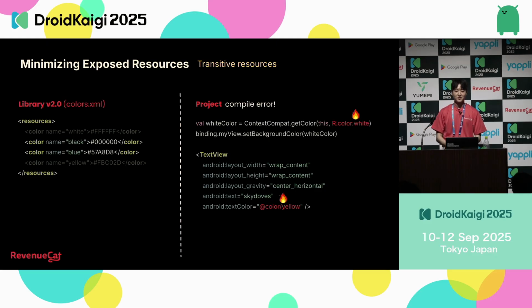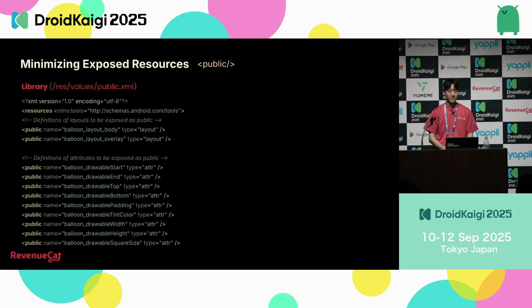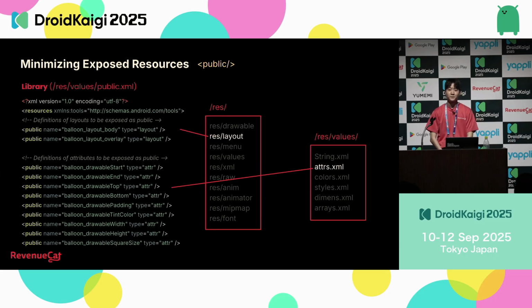So there are two solutions to resolve it. The first one is the public tag. You can define resources that should be exposed to the library users in the public.xml file using the public tag. For example, layouts, strings, colors, attributes, or other Android-relevant resources can be defined in the public file. And other resources that are not defined in this file will be marked private.